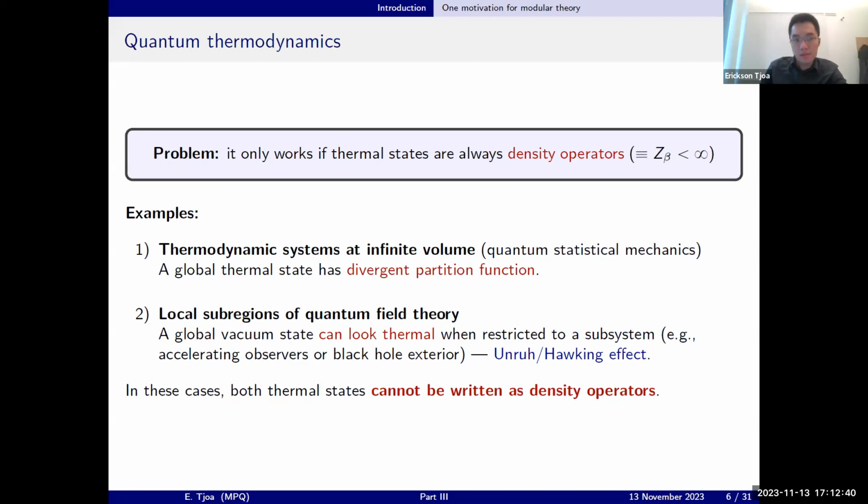Or you can talk about local subregions of quantum field theory. So you might recall that last session, I talked about certain situations where you might not have density operators at all in your algebras. In this case, if you don't have density matrices, there's nothing to talk about Gibbs states, right? So the key point is that all the intuition you have from Gibbs states, being able to write it as something about partition functions, really only makes sense if density operators are available to you.